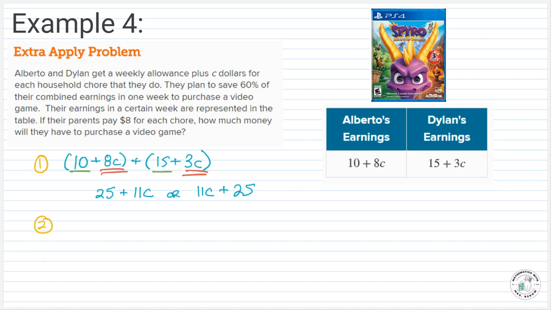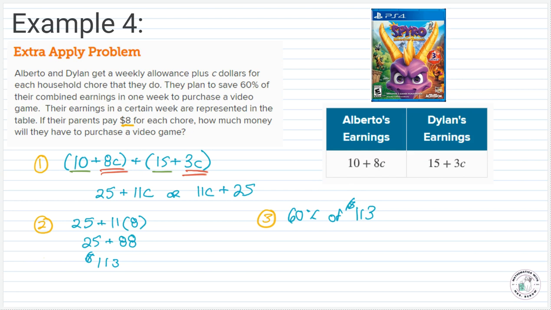So C is going to be 8, so $8 for each chore. So C is now going to be replaced with 8, and so we'll have 25 plus 11 times 8. So this will be 25 plus 88. And then adding that together, we're going to have 113, and again, dollars on the end of that one for our labels. So now they're saying, okay, we're going to save 60% of that to then buy this video game. So we need to figure out what 60% of 113 is.